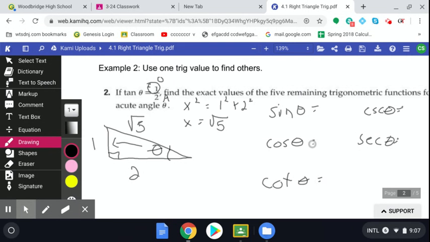So sine theta should be opposite over hypotenuse, so it's 1 over square root of 5, but you have to rationalize. We'll get to that. Cosine theta should be adjacent over hypotenuse, so 2 over square root of 5. And cotangent theta should just flip, 2 over 1 or just 2.